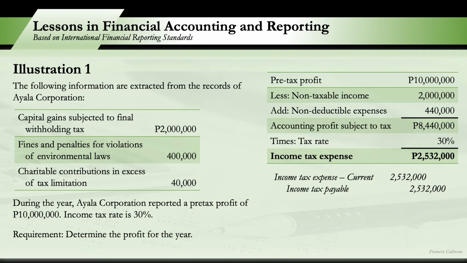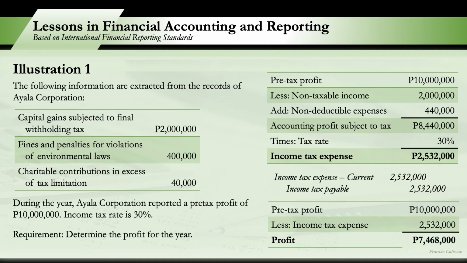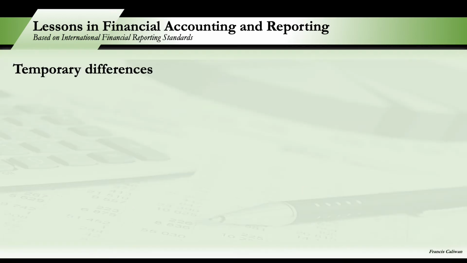And to answer the requirement, we have pre-tax profit of 10 million less our income tax expense of 2,532,000. We will get our profit of 7,468,000. Okay, so now that we're through with permanent differences, let's discuss temporary differences.